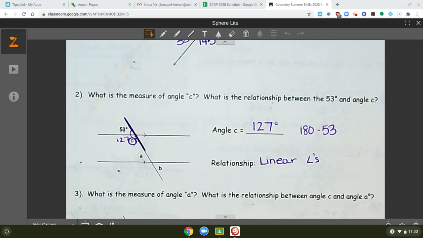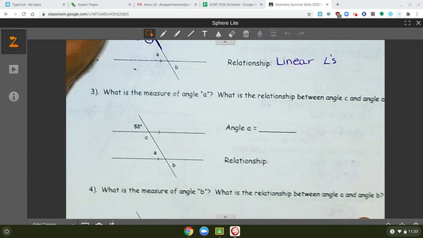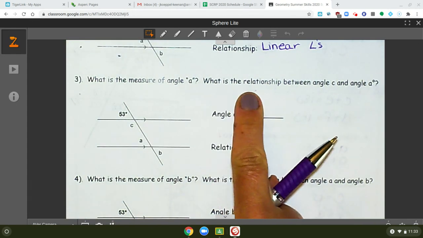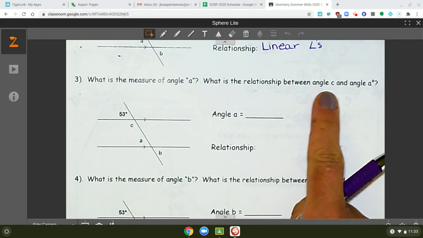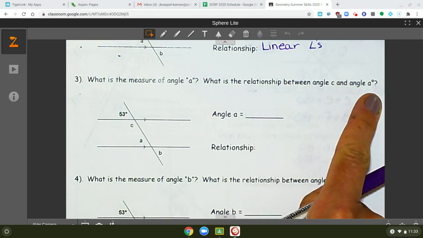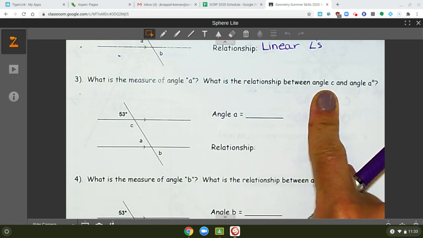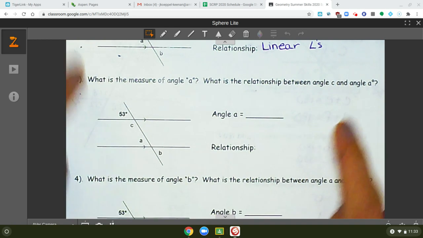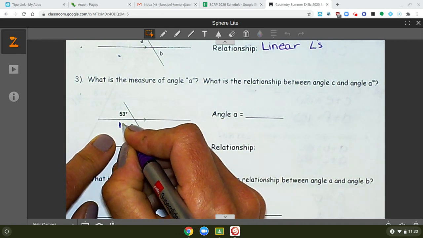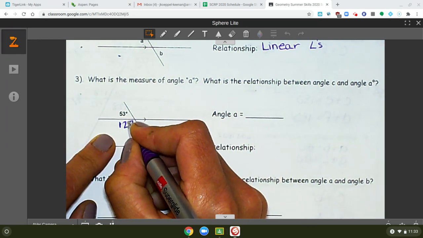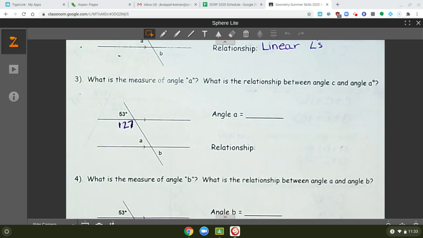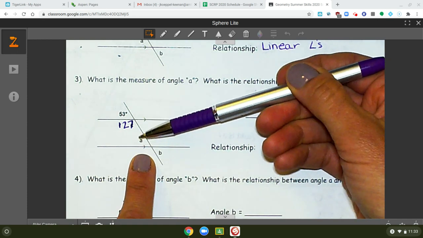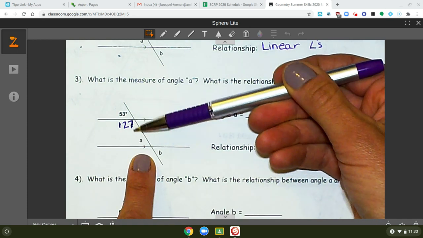Okay, up next, question three. What is the measure of angle A? And then it says, what is the relationship between angle C and angle A? All right, so they want us to compare angle C and angle A. So remember, we found angle C up in question two, so I'm going to put that measure in the picture. So this angle here is 127 degrees. So let's look carefully. What's the relationship between that 127 and angle A? So angle C and angle A, what's the relationship?